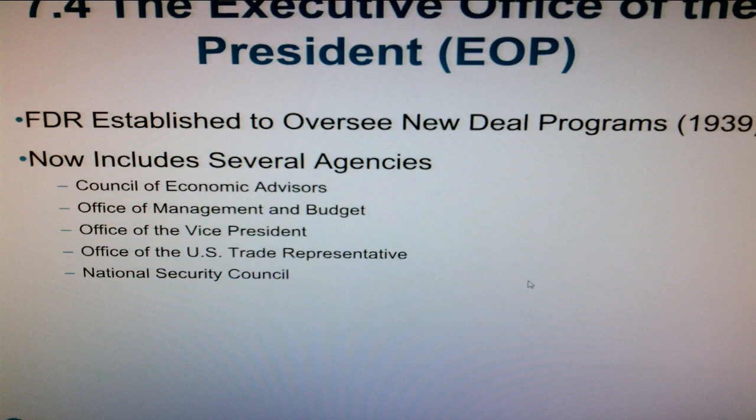Okay, right. The executive office of the president works directly with the president, reports directly to the president, which was originally established because of the New Deal, but now it has a lot more other agencies in it, as you can see there. Maybe the biggest one being the National Security Council. And we'll come back and talk about the Office of Management and Budget in a while, OMB.